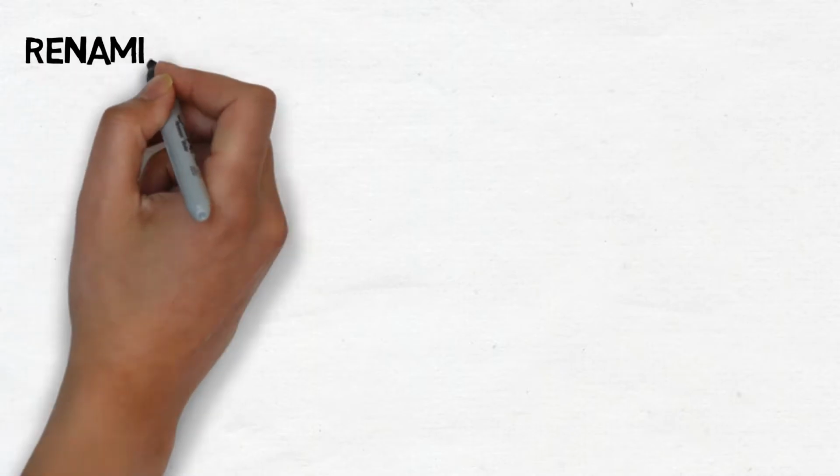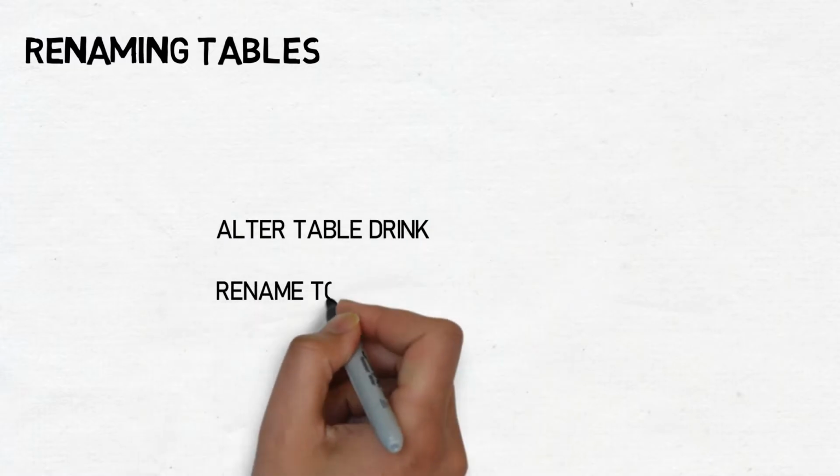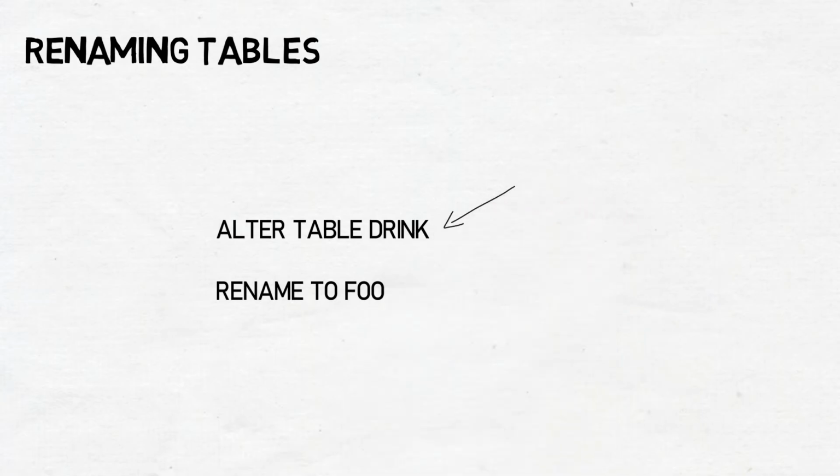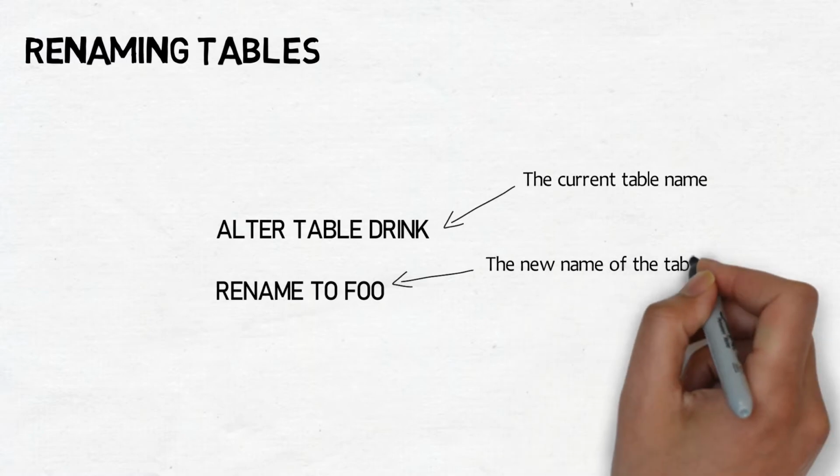Renaming tables. You can also use the alter table command to rename a table. As an example, here's how you would rename the drink table to Foo. This is the current table name, and this is the new name of the table.